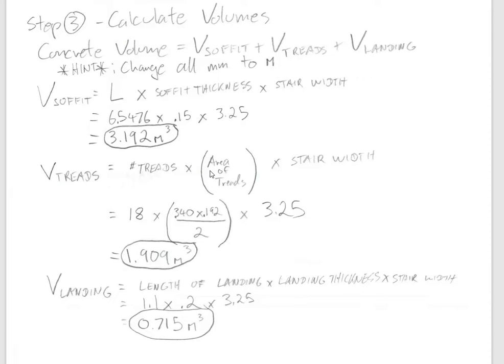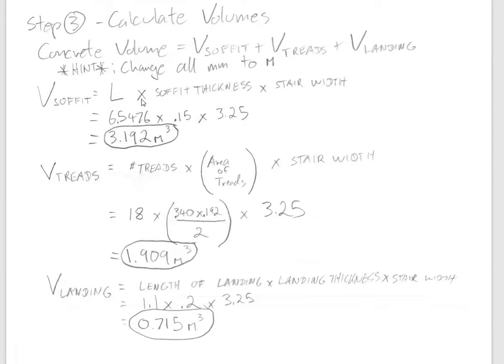Here's our volume calculations. So the concrete volume of this entire set of stairs is 3 different volumes added up: the volume of the soffit, the volume of the treads, then the volume of the landing. Here's what I mentioned here. Change everything to millimeter. If you don't, you're going to get your answers in the millions, and you're going to have to divide that by cubed 3 times. So it becomes a bit of a task. So again, I recommend doing that now before you get into multiplying these together.